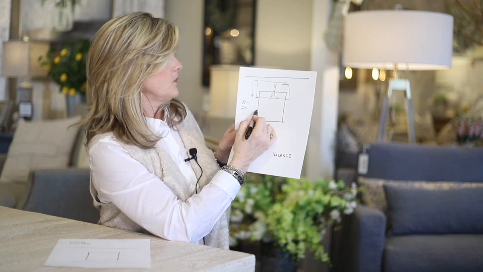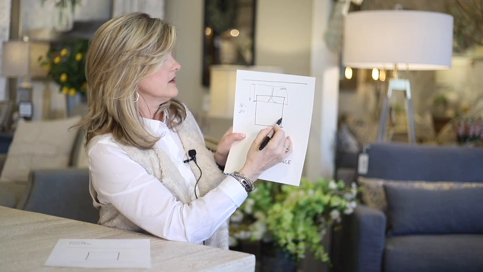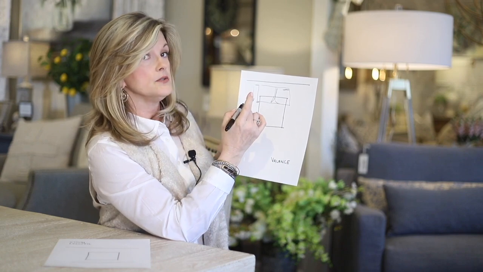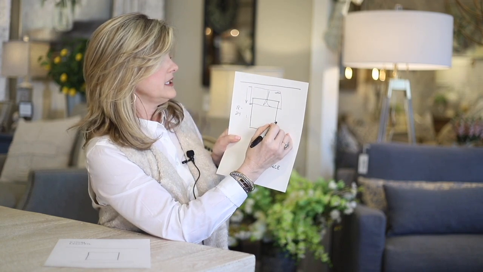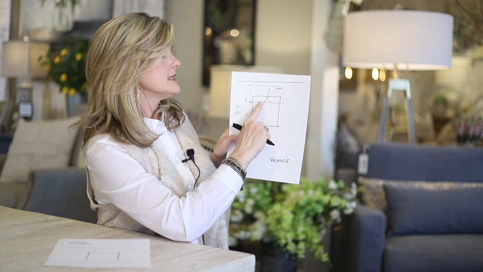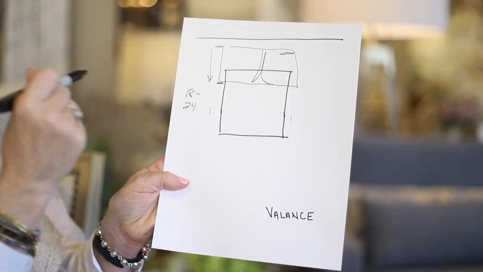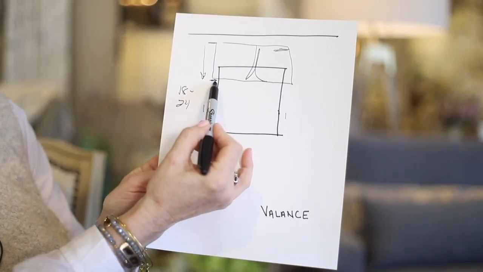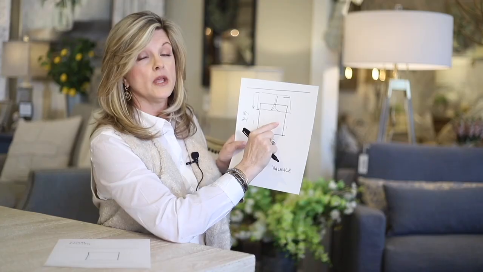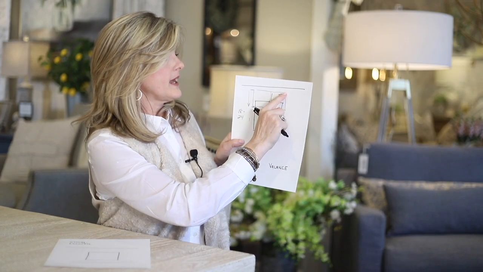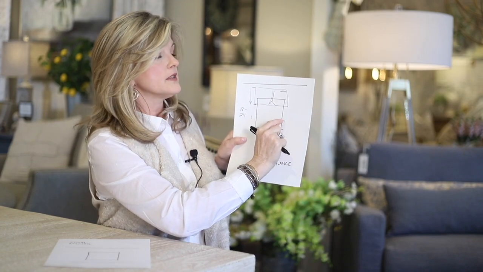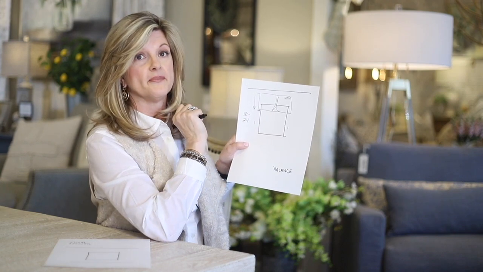So you've got the width of your window measured exactly on each side, and what I like to do is add an inch on each side because a lot of times valances are mounted on a board, so we want them to come out just a little bit from the window so that when we use the L-shaped brackets, we've got a place to mount them on the wall instead of the window.